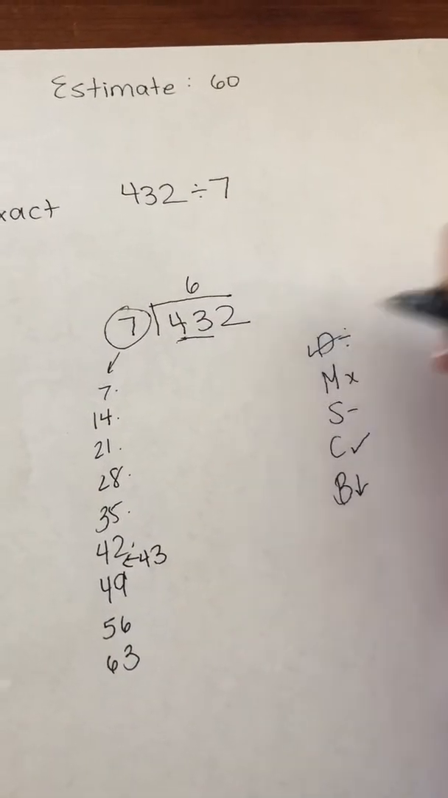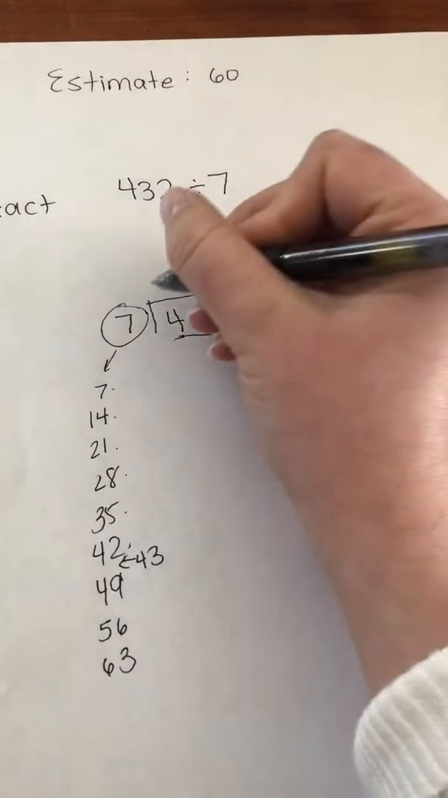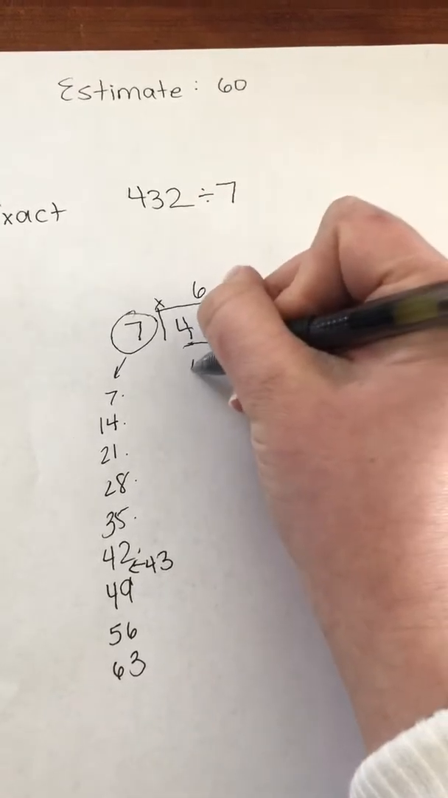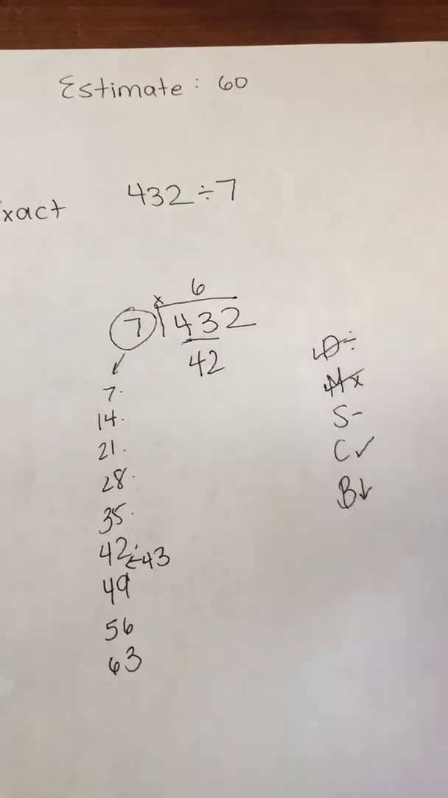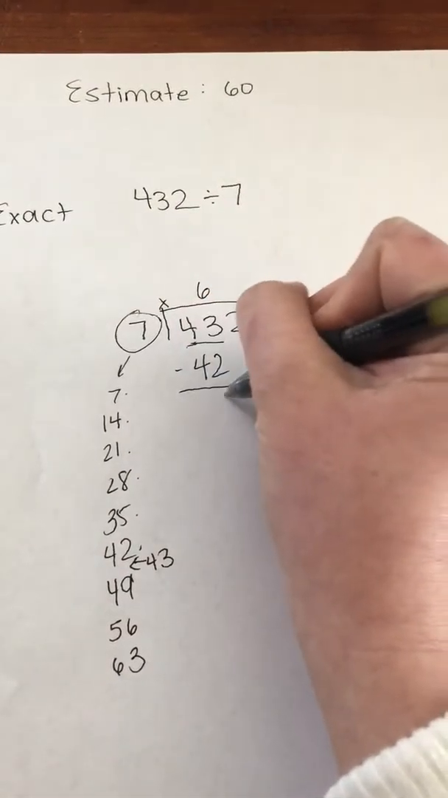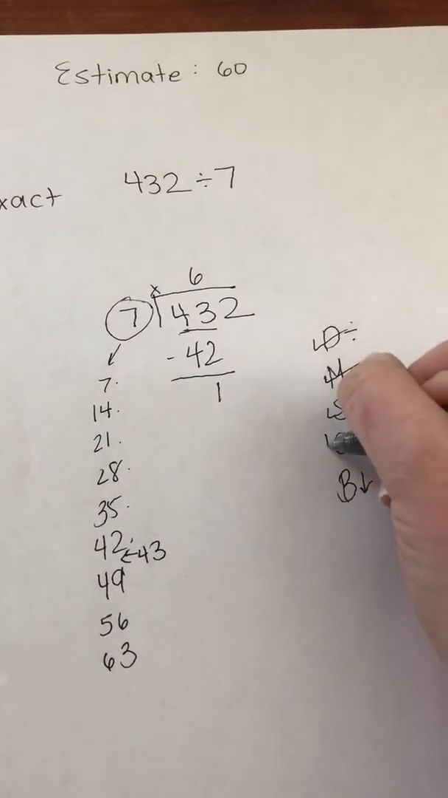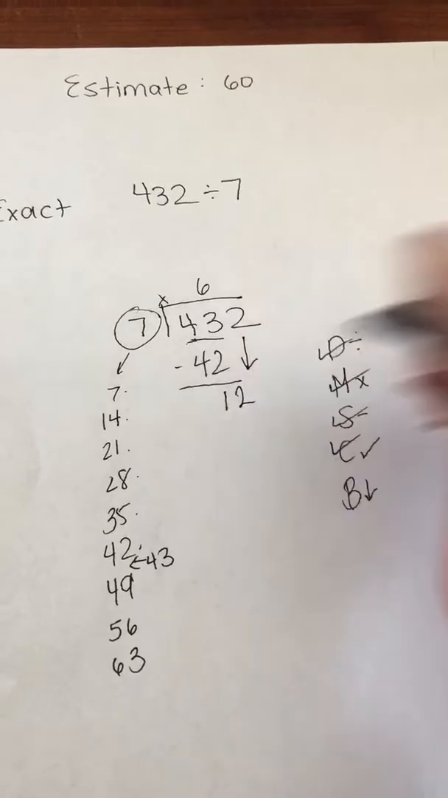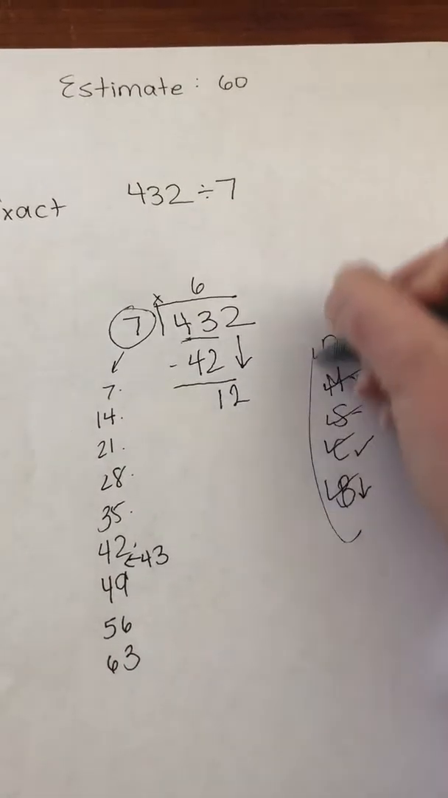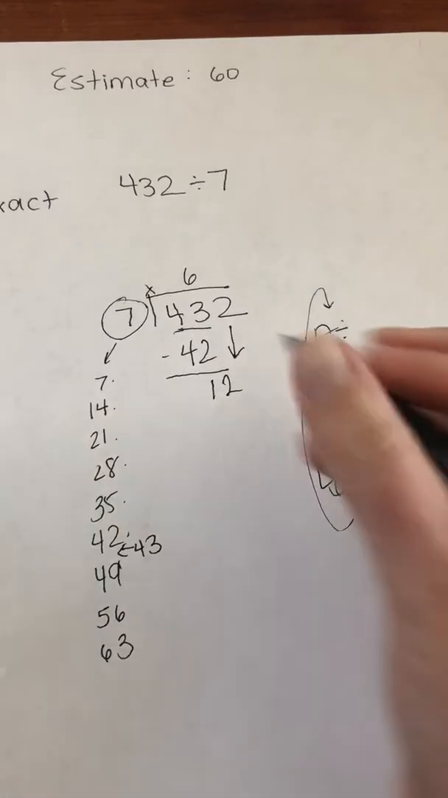I have just divided. Now I'm going to multiply. 6 times 7 is 42. I will subtract. Check, is 1 less than 7? Yes, it is. And then bring down. Then I start the process all over again.